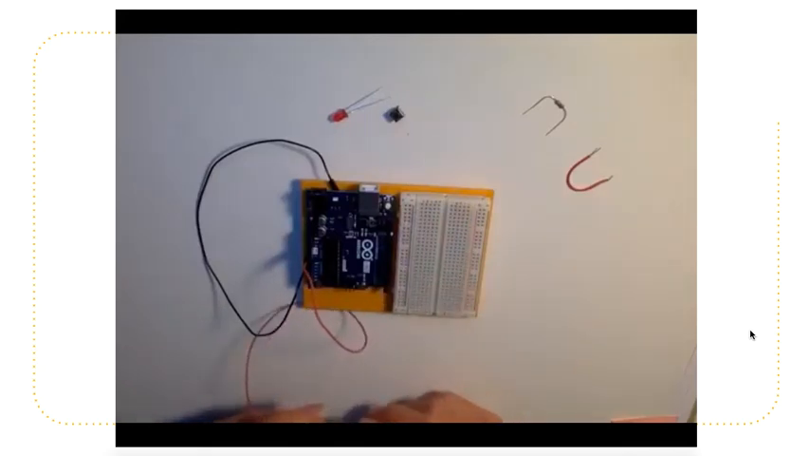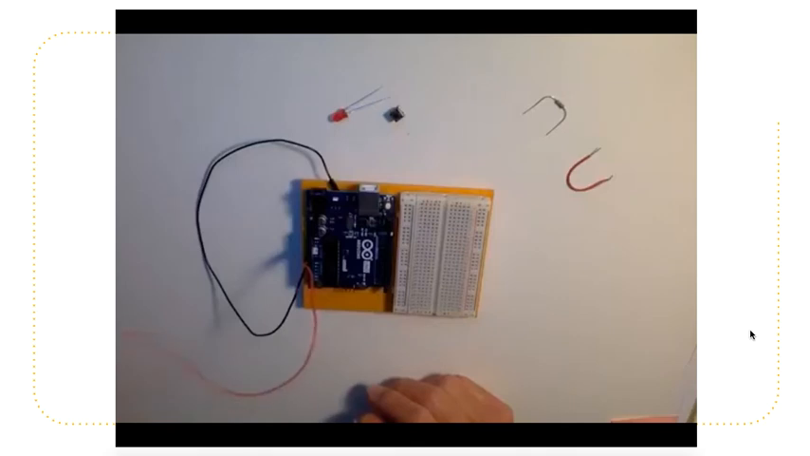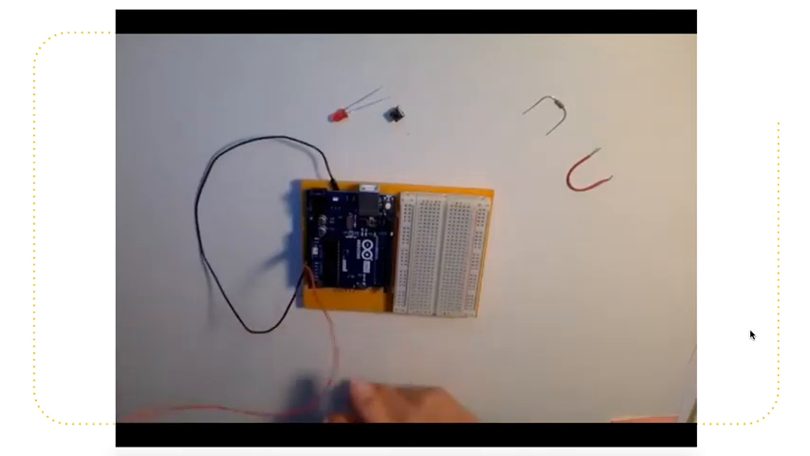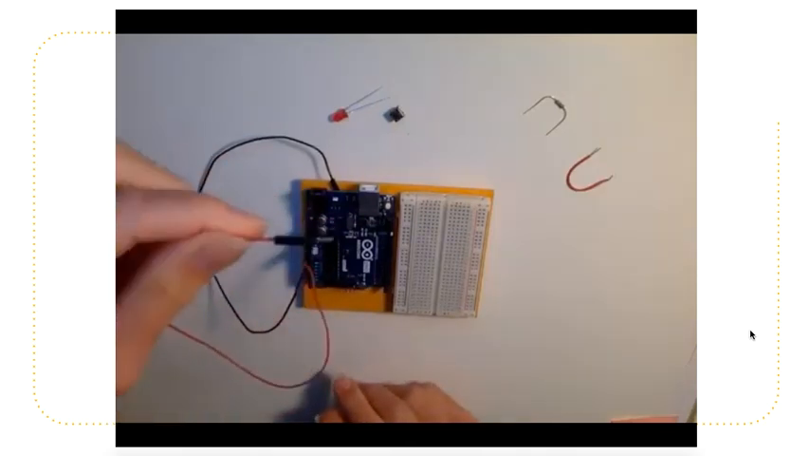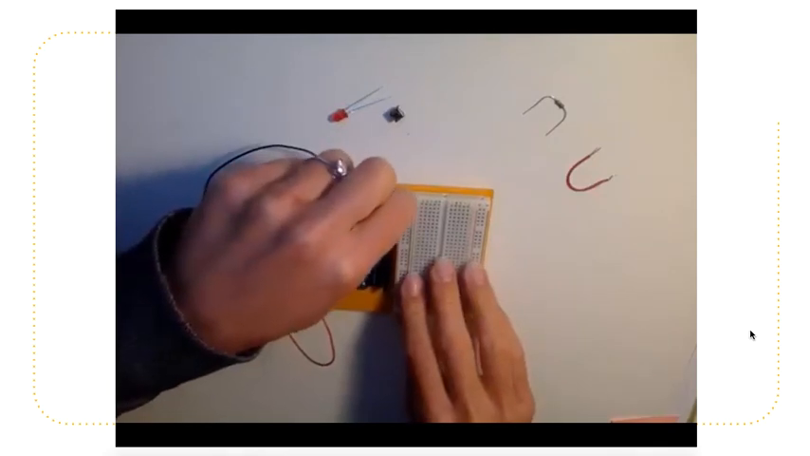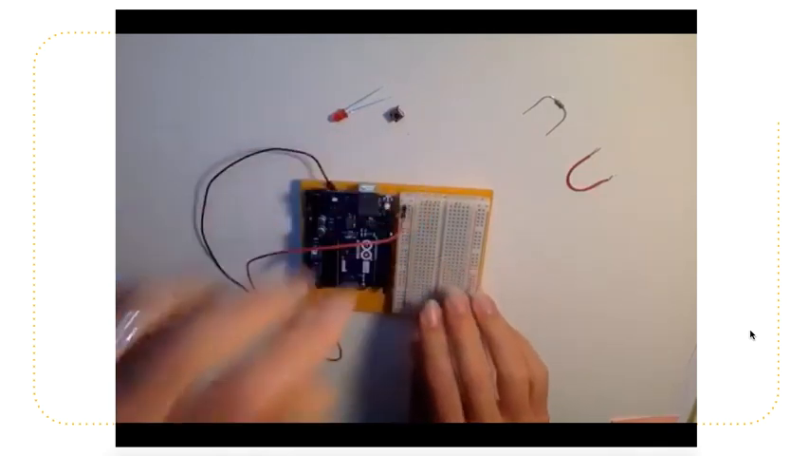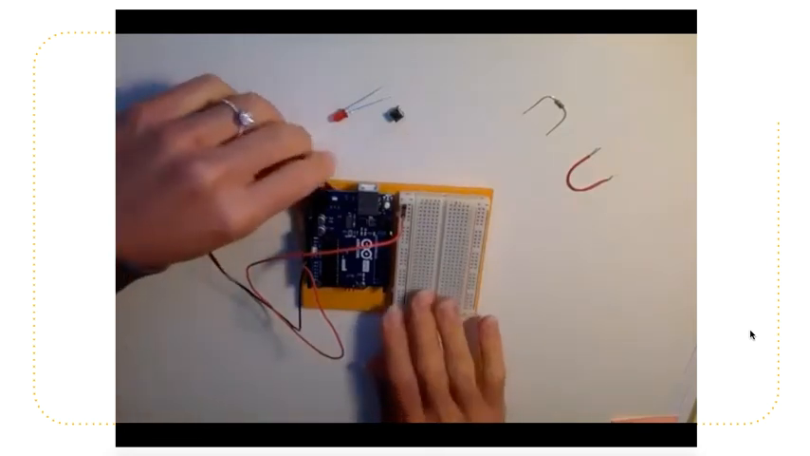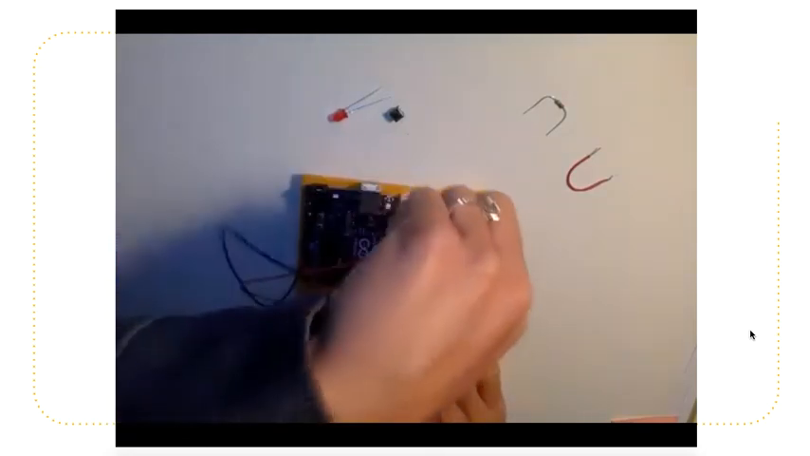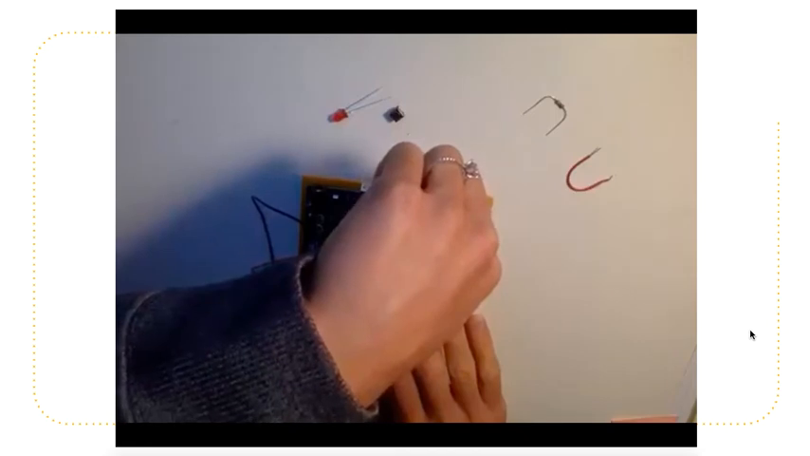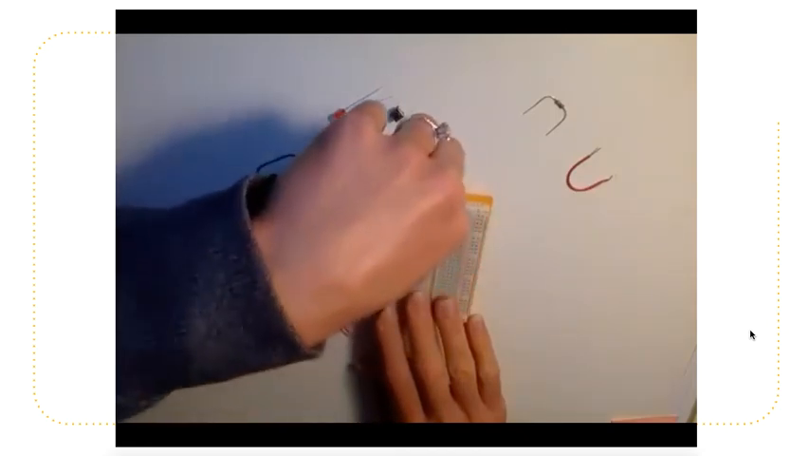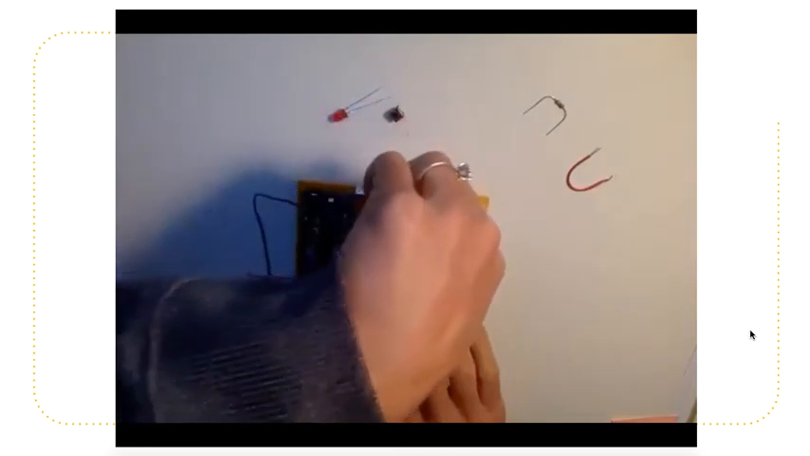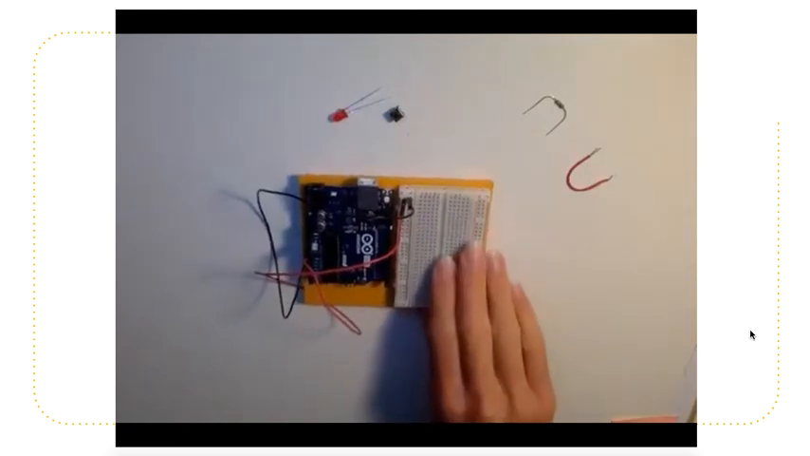Those run parallel to each other. So the first thing you always want to do is bring power, usually the red wire, to one of the positive pins on your breadboard. And then I'm going to take my black wire and bring ground, or no charge, to the negative side of my breadboard.